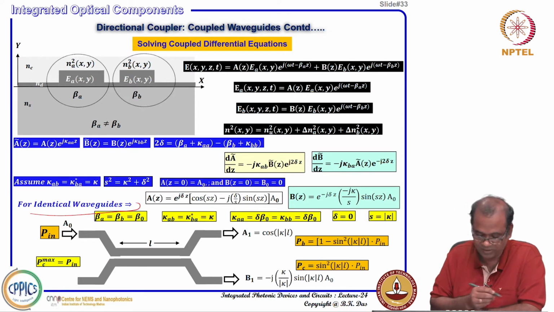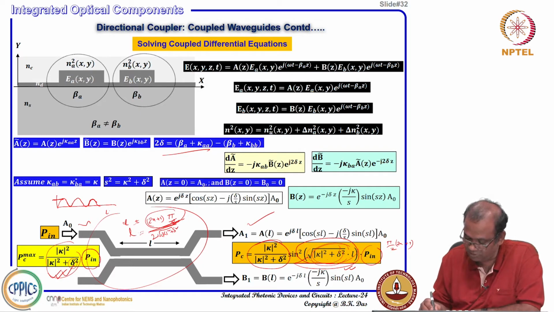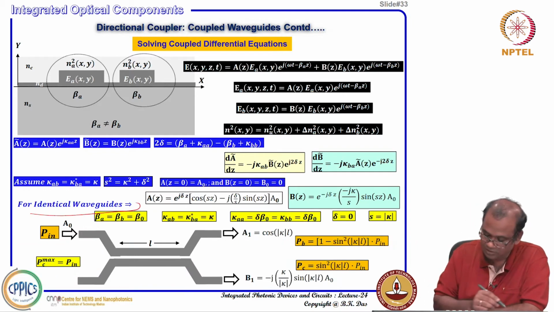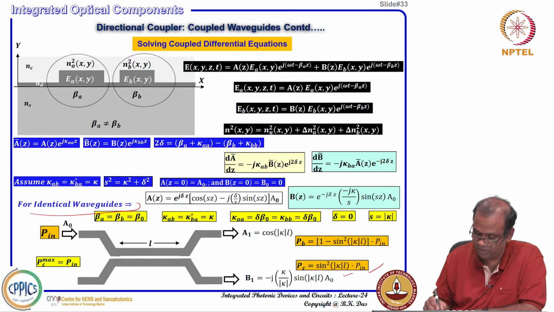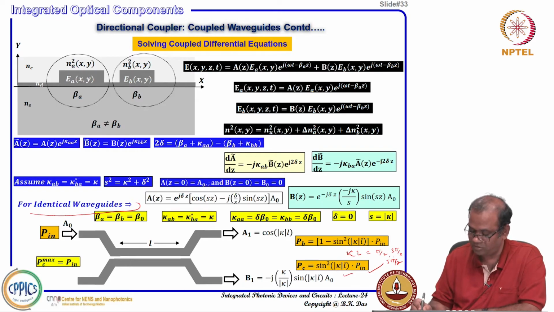In this case, for example, for identical waveguides, just take delta equal to 0. If delta equals 0 in the previous slide, this will be kappa L, and with delta equal to 0, kappa square over kappa square is 1. So it is basically sine square kappa L times P input, which is the power coupled in the cross port. Now if you change L, kappa L can be pi by 2, 3 pi by 2, 5 pi by 2, and so on. For those lengths you will get power completely transferred to the second waveguide.